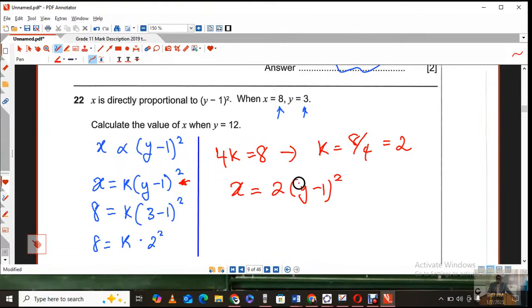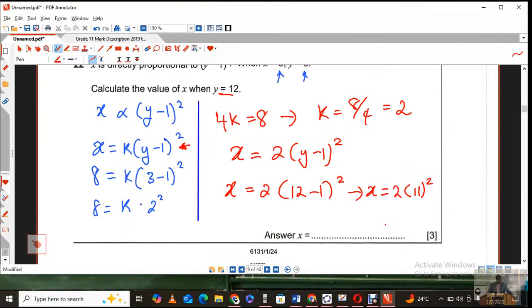So now that I have my equation, I can now calculate either x or y. Whatever they are asking me, they are saying calculate the value of x, and they give you the value of y. So you're going to go ahead and say, okay, x would be 2 times, what is the value of y? Well, the value of y is 12. So you put 12 in here, minus 1. x would be 2 times 11 squared. Now 11 times 11 is 121, and 121 times 2 is 242. So the answer will be 242.